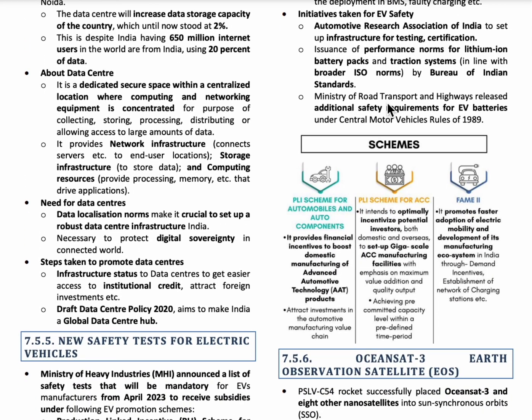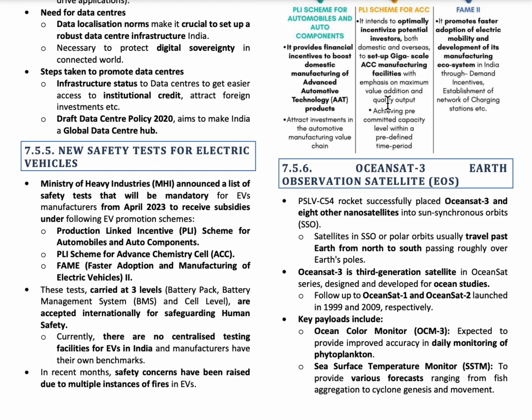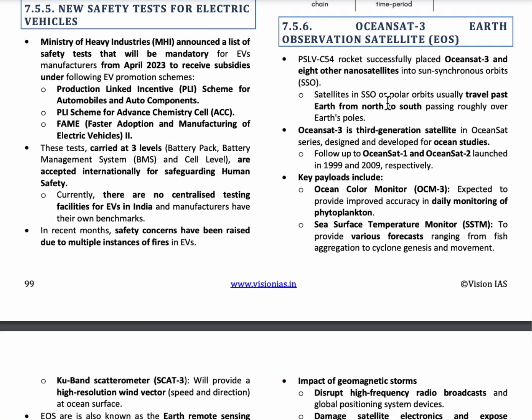The next topic is OceanSat Earth Observation Satellite, EOS. So it is a third generation satellite designed and developed for ocean studies. So before OceanSat 3, OceanSat 1 and OceanSat 2 were launched.